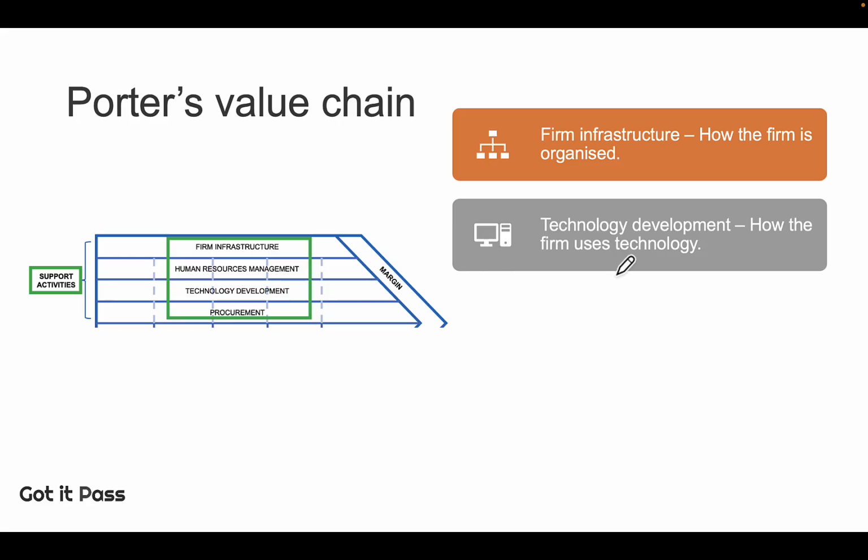Next, technology development. It's about how the firm uses technology. The latest development in IT or computer-controlled machinery gives greater flexibility to tailor products to individual customers' specifications. It is one example. So we can see how technology development can help an organization to improve the efficiency as well as the margin or profitability.